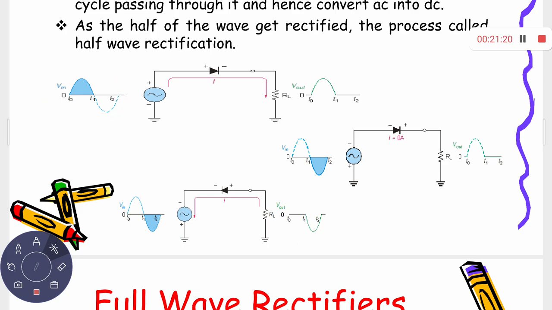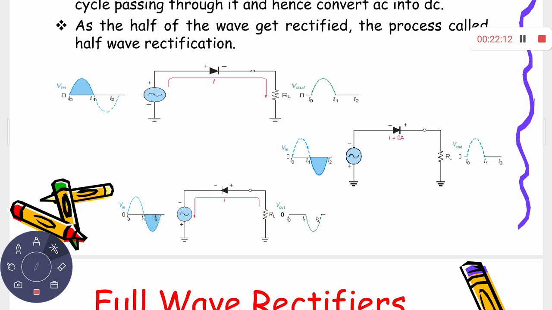What is your say on the RMS of this one? Is it higher than Vm by root 2, lower than Vm by root 2, equal to Vm by root 2, or I can't say? Four options for the half wave rectifier output. For your input signal, a sinusoidal input, the root mean square value is given by Vm by root 2, and the peak is at Vm. Now in the output you have only a half cycle present. What about the corresponding root mean square value?